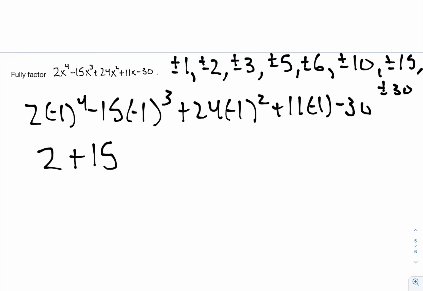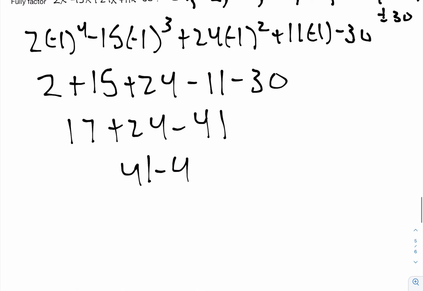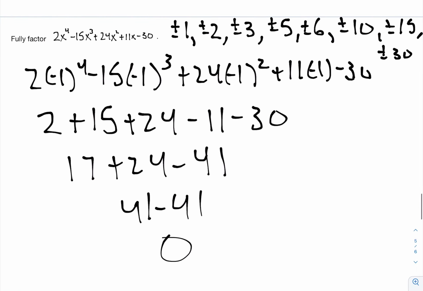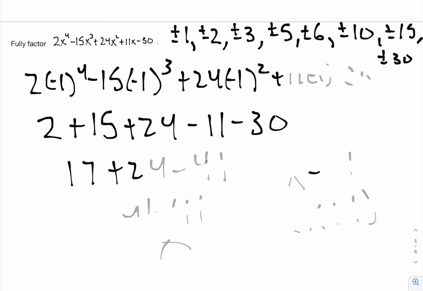And then we're going to get plus 24 times negative 1 squared, so plus 24, plus 11 times negative 1, so minus 11, minus 30. So we're going to get 17 plus 24 minus 11 minus 30, which is 41 minus 41, so that is going to be 0. So when we plug in negative 1 for x into this expression, we do get 0. Our remainder is 0. So that must mean that if x is negative 1, then x plus 1 is a factor of this expression.